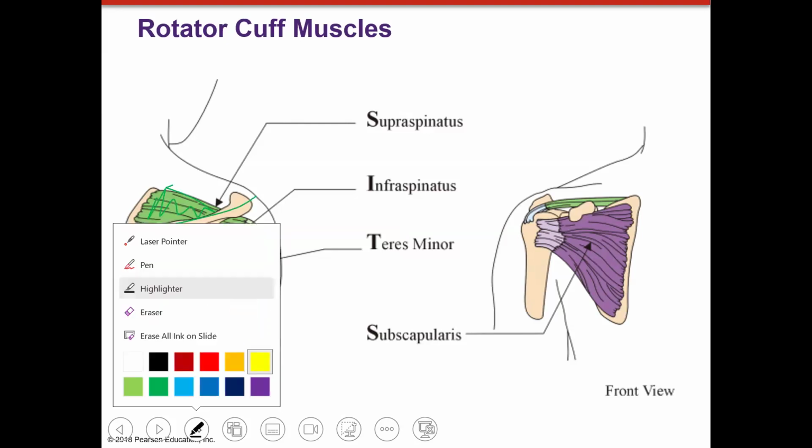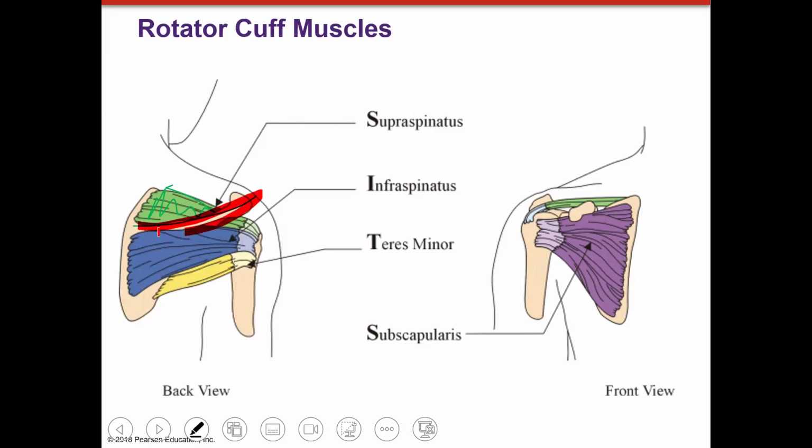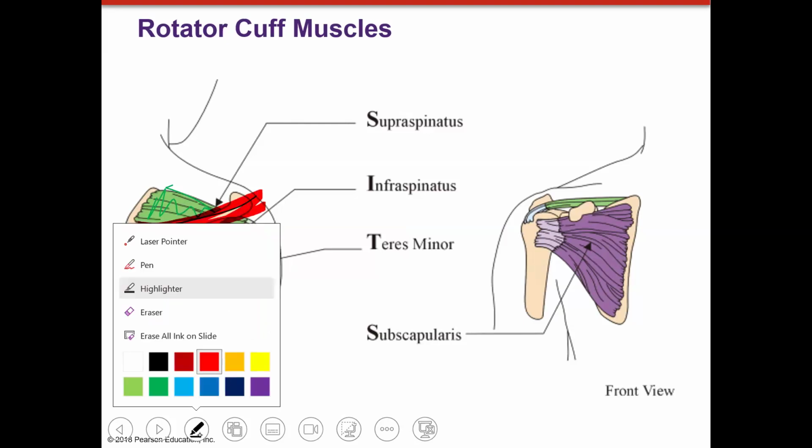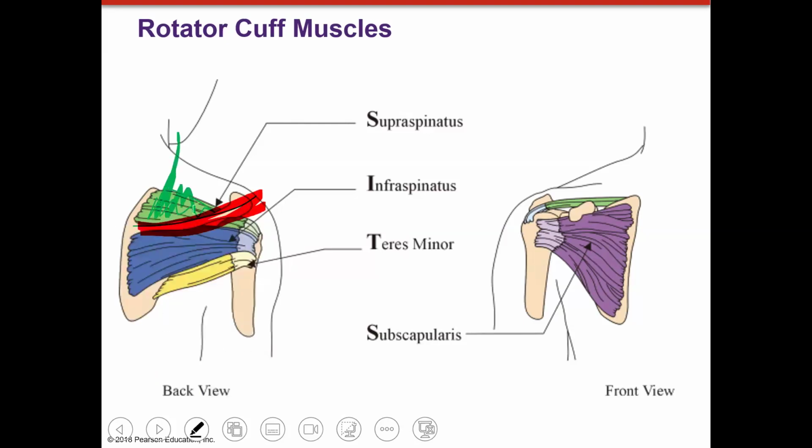Let me grab a highlighter. There we go. Spine of the scapula is right here. And so above that is supraspinatus. Below that is infraspinatus. And then teres minor just below infraspinatus. Very hard to differentiate between infra and teres minor. I mean, it's easy here because it's color-coded, but it's not color-coded in the body.